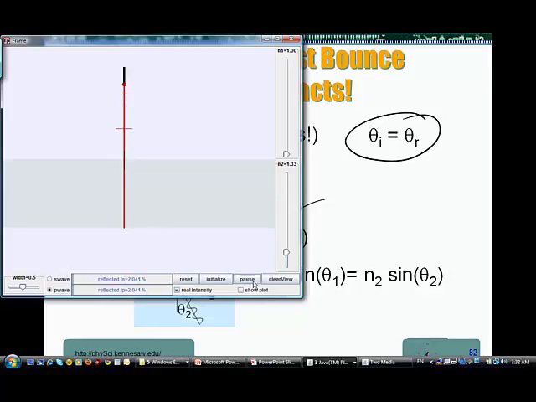Okay, so that's the case when it does not bend. However, for all other angles, it's going to bend. It does not move on a straight line.